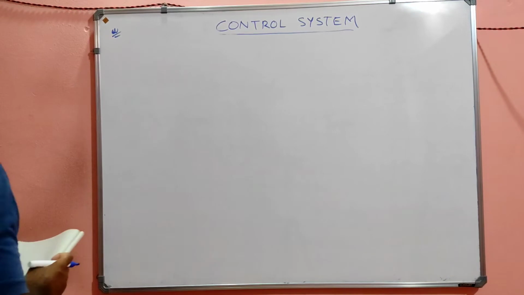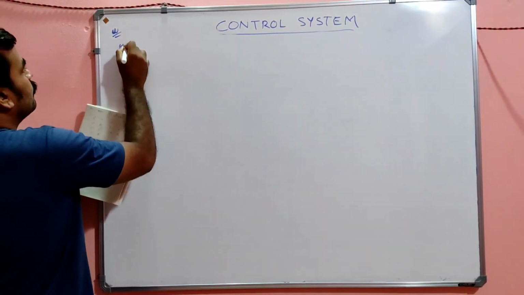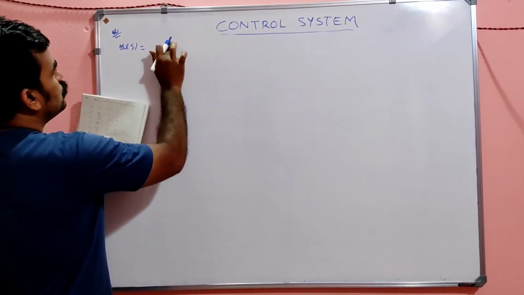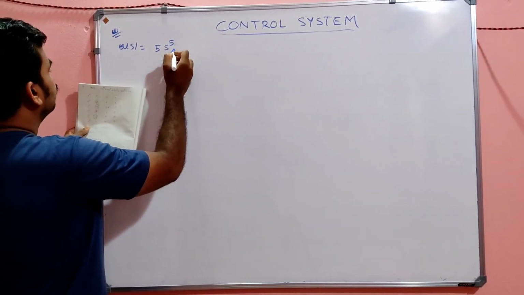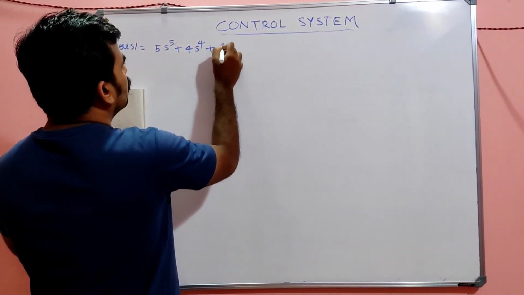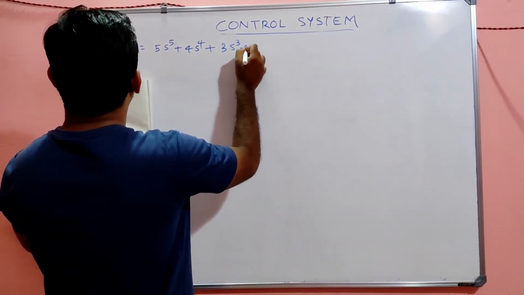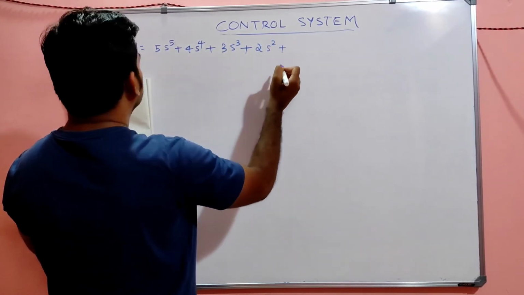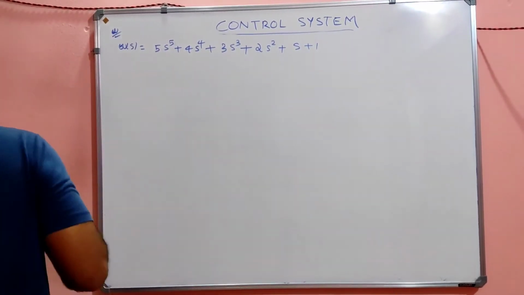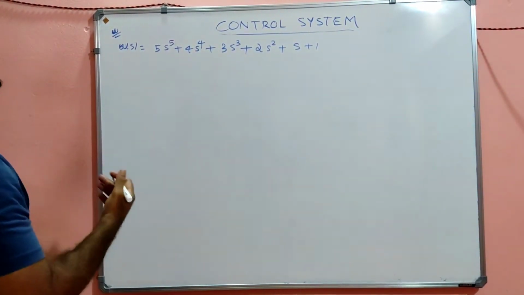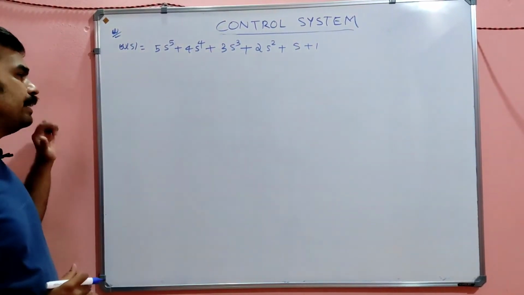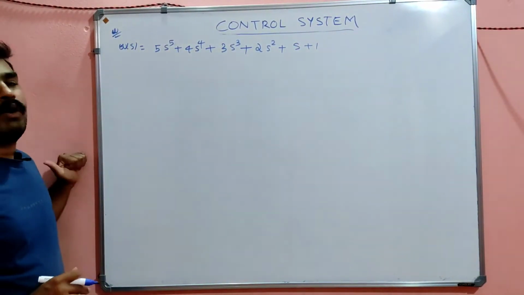Write another question, my dears. Q of S will be equal to 5s raised to 5, 4s raised to 4, 3s cube, 2s square, s plus 1. Okay. So now you have to again find the stability. No need to write it all now. Find the stability. How can we know that?